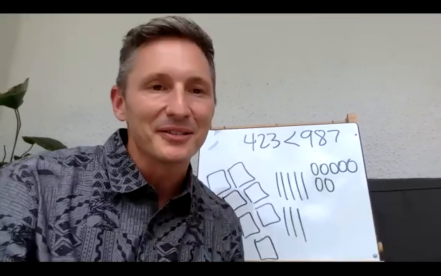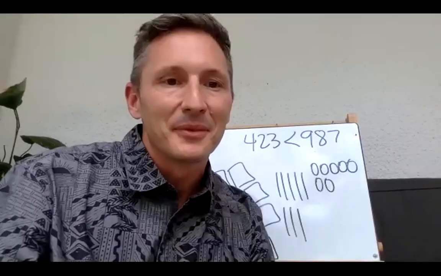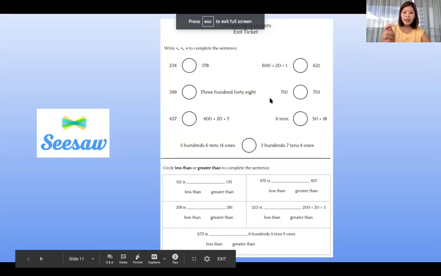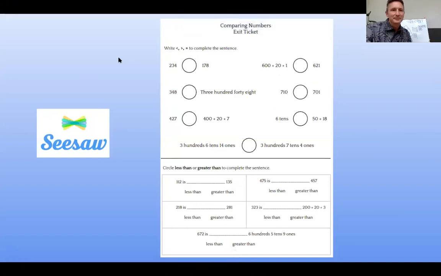All right, boys and girls, let me show you what to do first. Yes, we have your Seesaw activity. I almost forgot about the Seesaw activity today. Sorry. The High Rollers. So on the first page, you're going to take a photo of you and your partner's work.